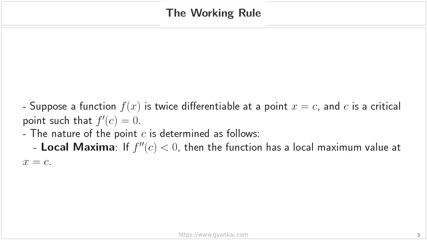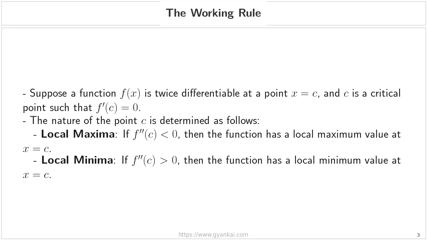First, if the second derivative, f''(c), is less than 0, the function is concave down, which means the function has a local maximum value at x equals c. On the other hand, if the second derivative, f''(c), is greater than 0, the function is concave up, indicating that the function has a local minimum value at x equals c.